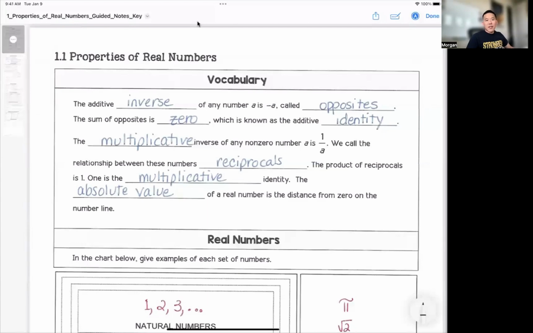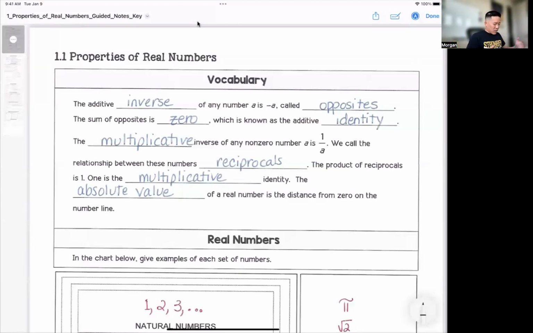Welcome, mathematicians. This will be your first video for Geometry Accelerated. It's going to be 1.1, properties of real numbers, and we're going to start off a little slow and just build from there. So we're going to start with some of the things that make a number system.